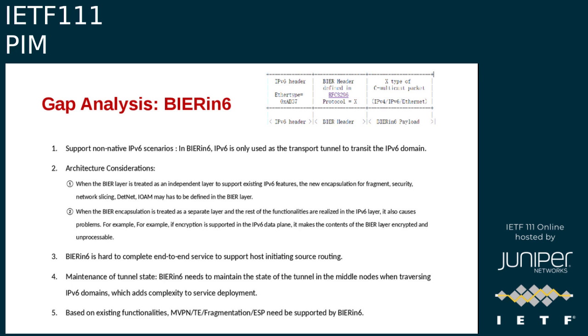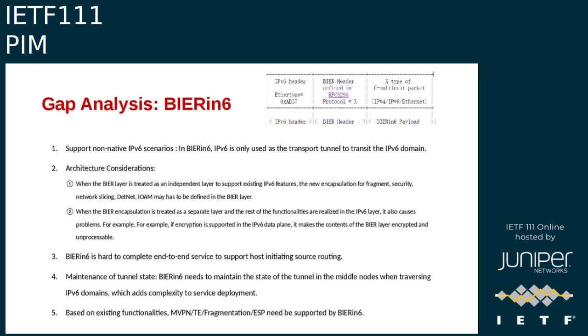Here are the possible solutions. This is BIER in IPv6, which keeps BIER as an independent layer. That is the possible existing solution, so this is the gap analysis as follows. First, BIER is not designed for native IPv6, which means it can also support non-native IPv6 scenarios. Second, for IPv6 source routing, there are some architecture concerns.